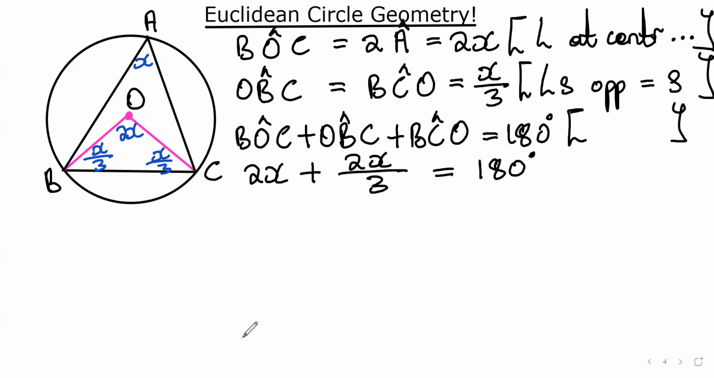You can press this into your calculator and say 2 plus 2/3, and you'll get a beautiful answer, which is just going to be... So we times this one by 3 over 3, we get 6x. So we simply have 8x over 3, and this is set equal to 180 degrees.